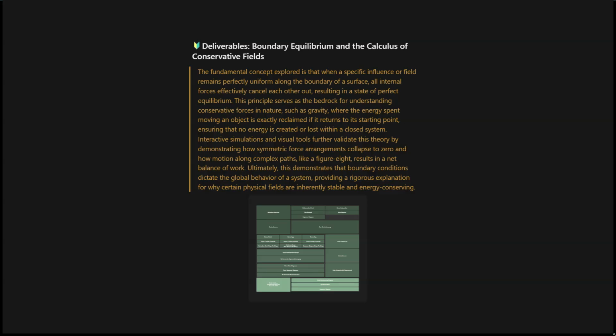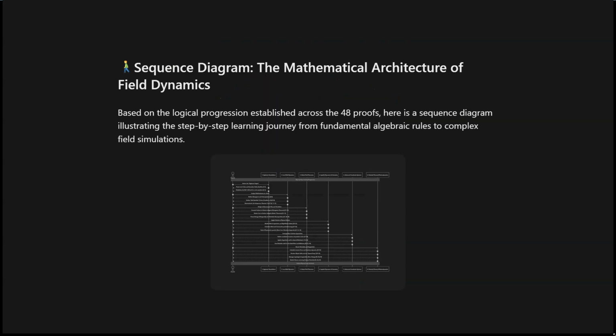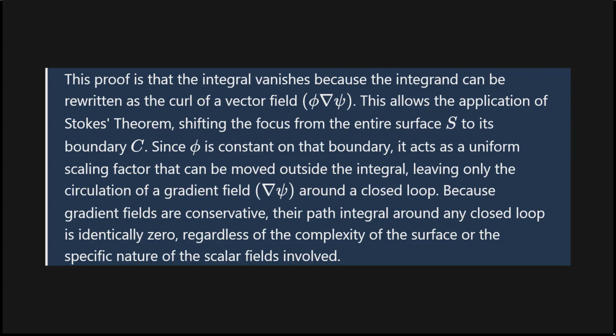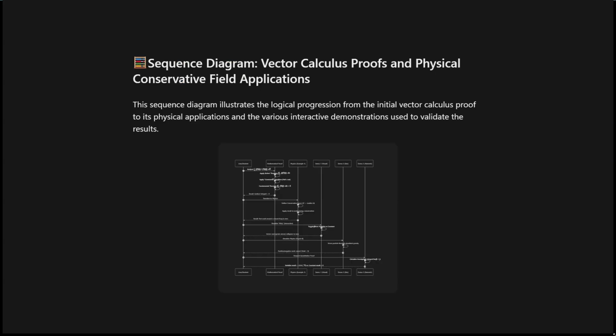The power of the constant. If the influence at the border is uniform, constant, it acts like a silent anchor. It allows us to ignore the specific texture of the field because the symmetry at the edge forces everything inside to cancel out. The final equilibrium.